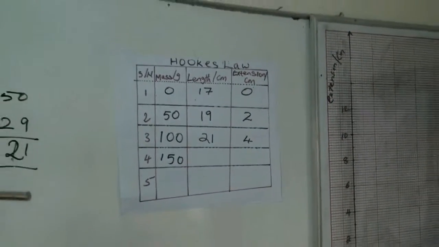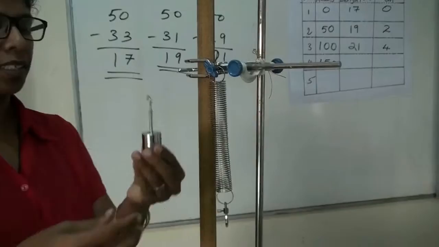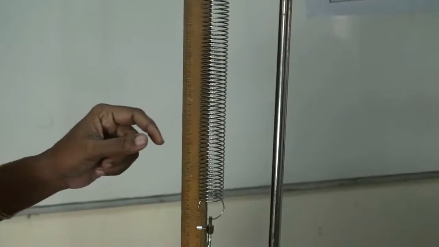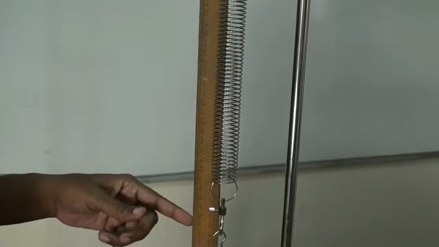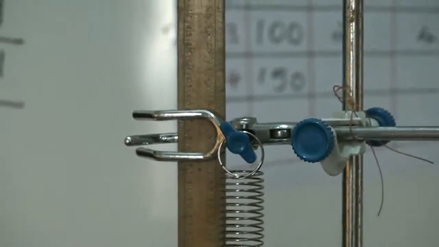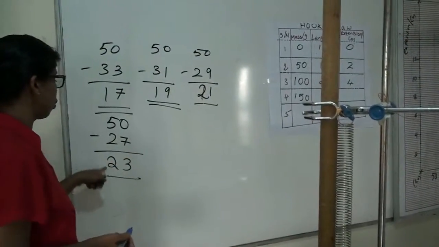For 150 grams, you remove the hanger, take another 50 grams, add it, and it becomes 150. Hang it. Let the spring not be disturbed. I've added 150. Look at this length: starting at 50, go and look at it vertically. I see it is 27. 50 is the starting point, 27 is the ending point. So 50 minus 27 is 23.